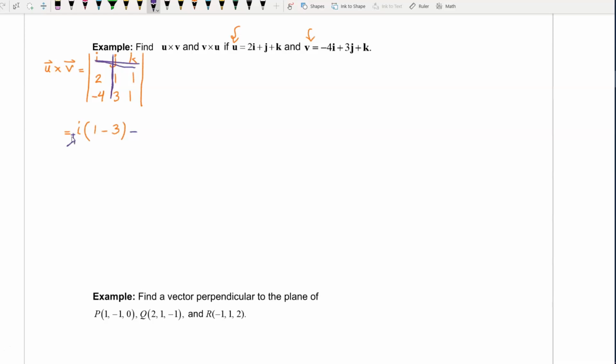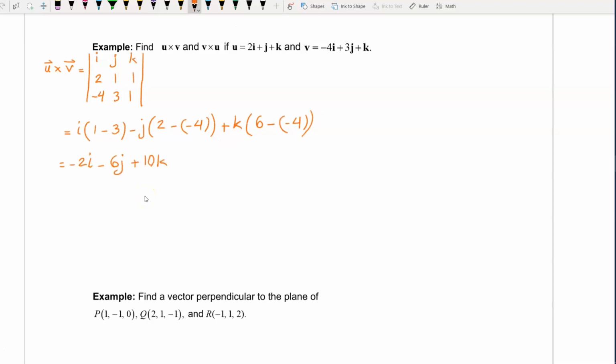Working on what we have for j, we have j multiplied by 2 times 1 minus 1 times negative 4. And finally for k, here we have row 1, column 3, so it is 1, 3, and we have a positive sign. So we have k times 2 times 3 minus 1 times negative 4.